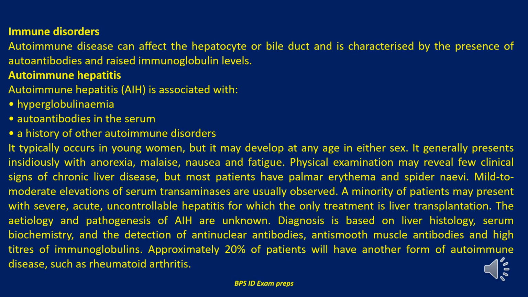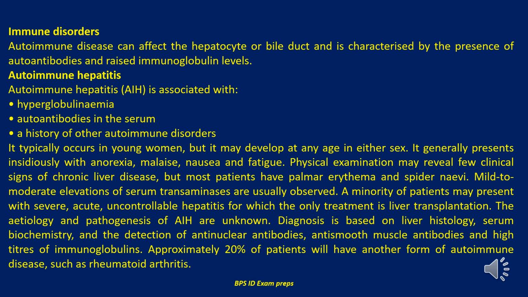Physical examination may reveal few clinical signs of chronic liver disease, but most patients have palmar erythema and spider nevi. Mild to moderate elevations of serum transaminases are usually observed. A minority of patients may present with severe, acute, uncontrollable hepatitis for which the only treatment is liver transplantation. The etiology and pathogenesis of AIH are unknown.